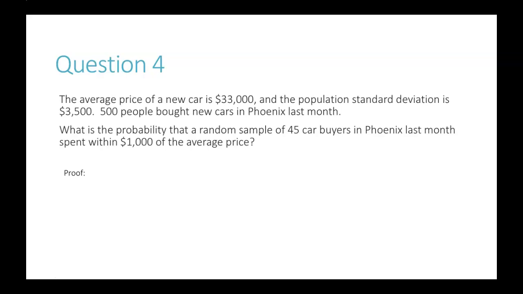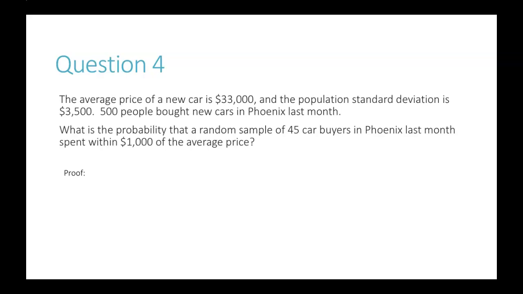So question number 4. The average price of a new car is $33,000, and the population standard deviation is $3,500. 500 people bought new cars in Phoenix last month. What is the probability that a random sample of 45 car buyers in Phoenix last month spent within $1,000 of the average price?